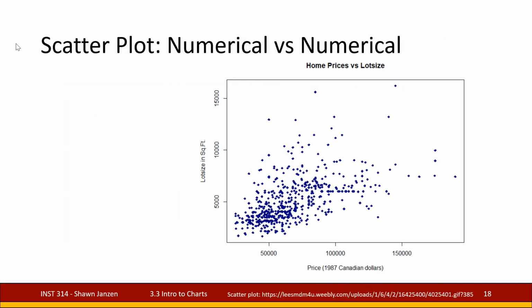The scatter plot is the traditional one where we have 2 number values with each other. So in this case, we have home prices versus their lot size, or how big their home area is, and the price is in 1987 Canadian dollars, and the lot size is listed in square feet, and we have this sort of cloud of data points. And remember what I was saying before about correlations. The more these appear towards a single line, the stronger the correlation will be. And then this one looks like it's in a generally upward tick, so it'd be more positive.